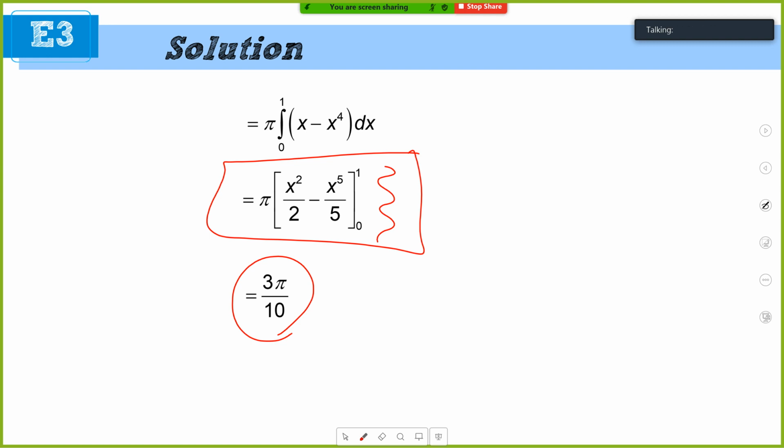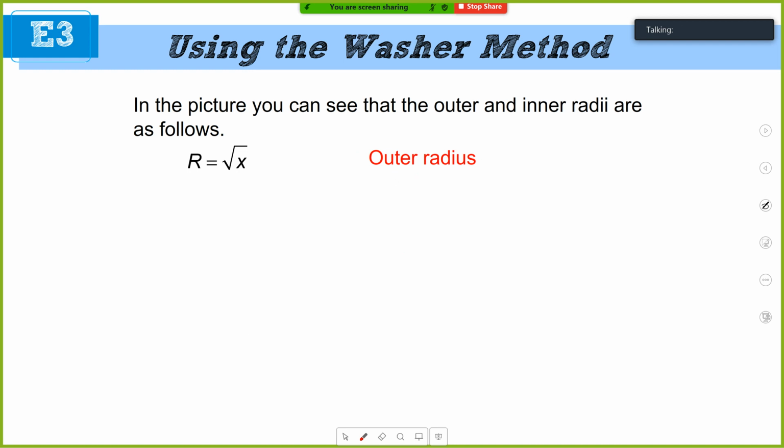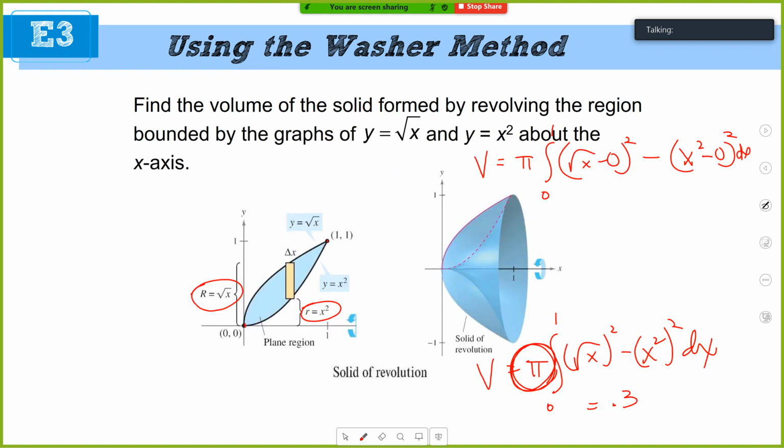Yeah, why is there a minus 0 there? Because it's top minus bottom. The top of this distance is the function, square root of x. The bottom is the axis of revolution, which is 0. Always coming back to top minus bottom, top minus bottom, top minus bottom.